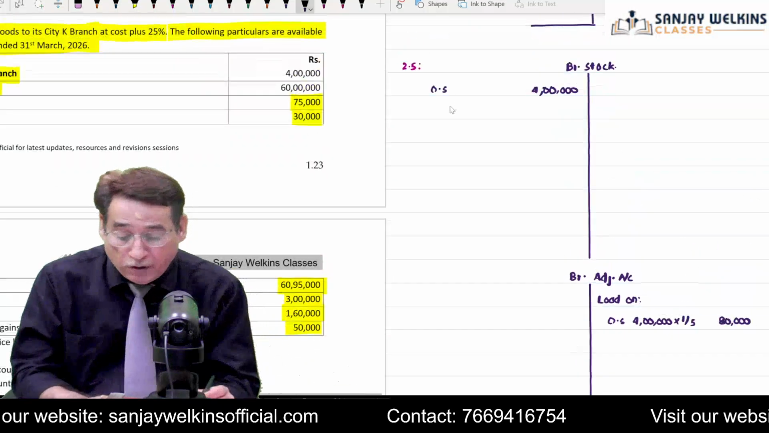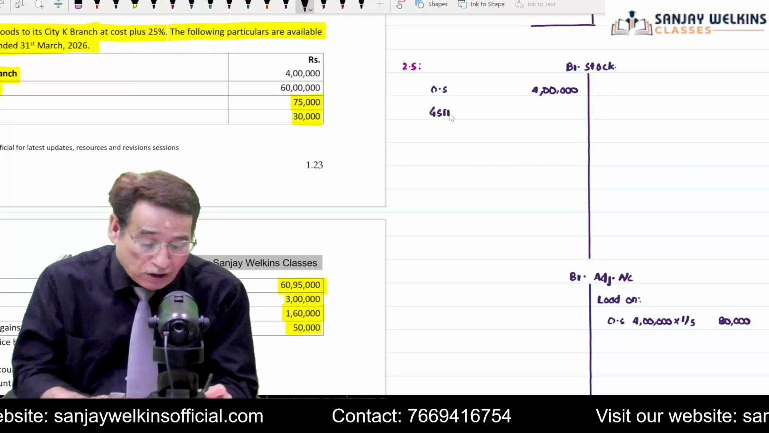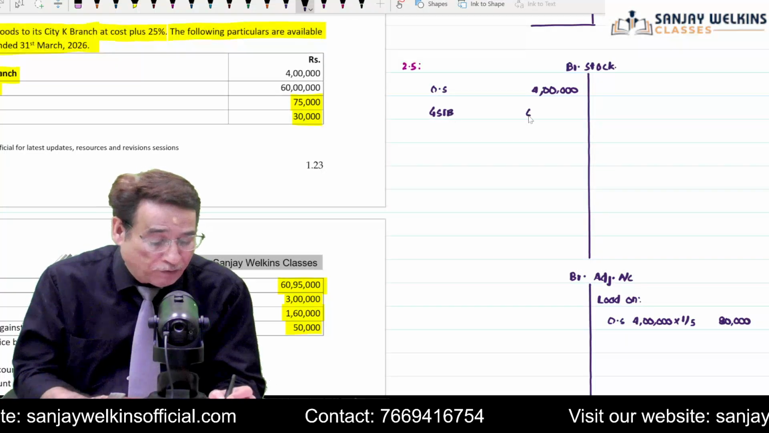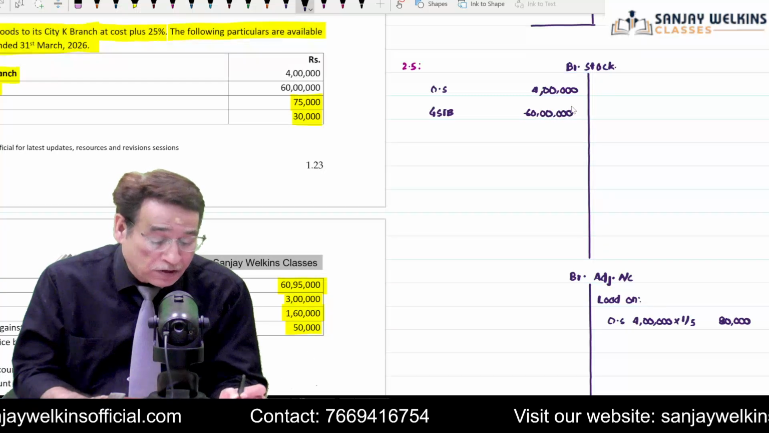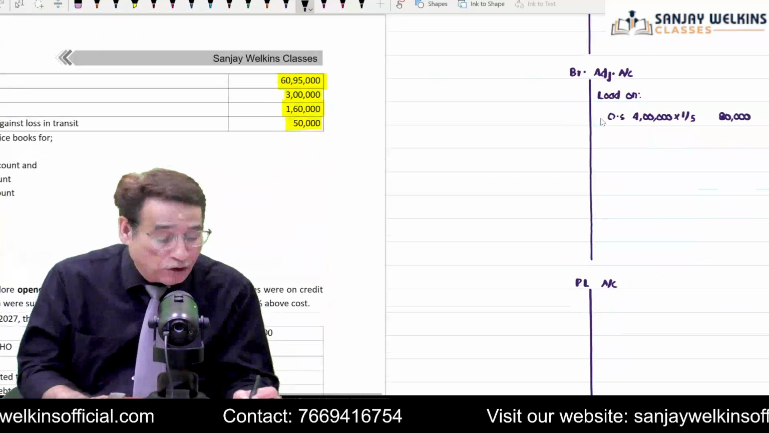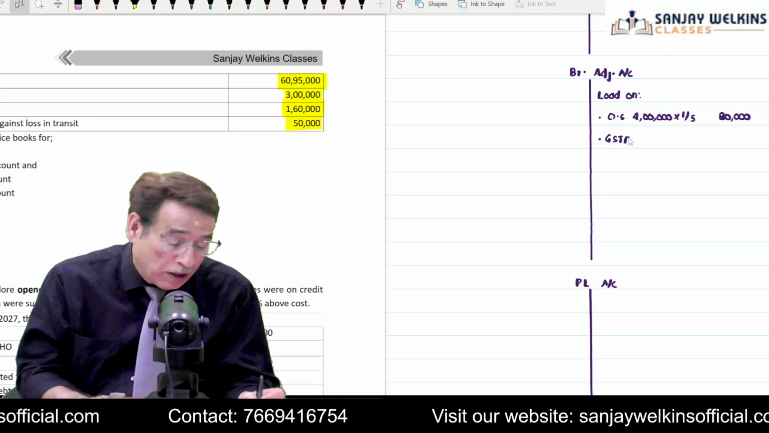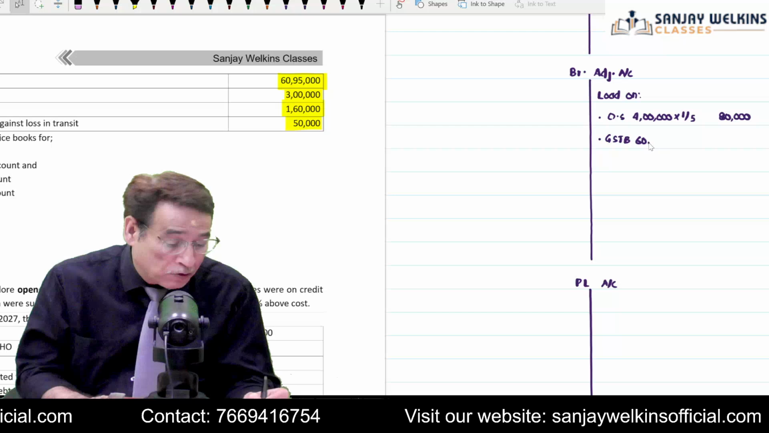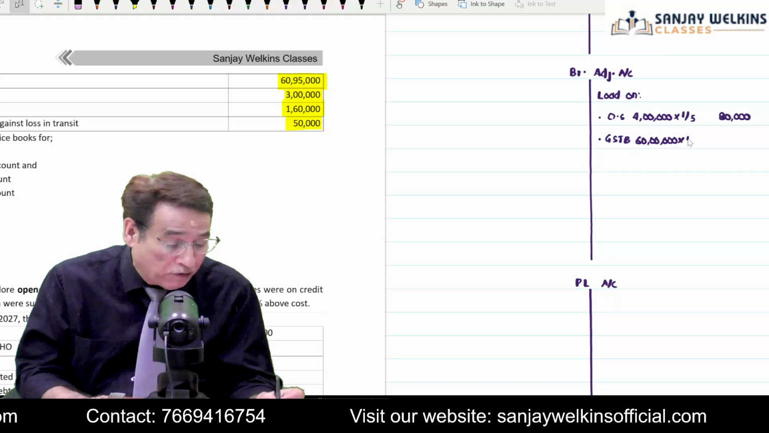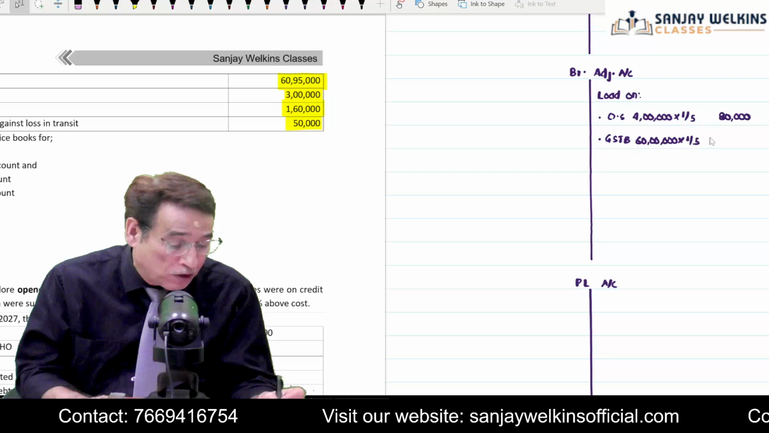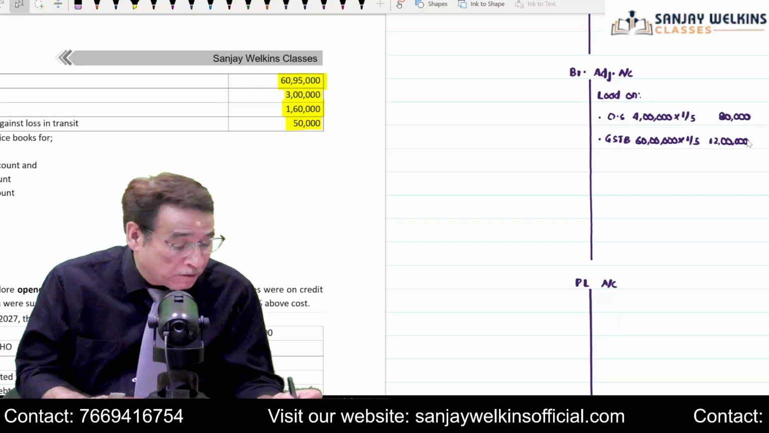Afterwards we are given goods sent to branch at invoice price. So we shall write here goods sent to branch account at invoice price, and this time the figure is quite big, 60 lakhs. Now we will have to take the loading part. So we will write loading on goods sent to branch account. The amount is 60 lakhs, so you write here 60 lakhs into 1 by 5. That is equal to 12 lakh, I think so. Yes, it is. So 12 lakh.